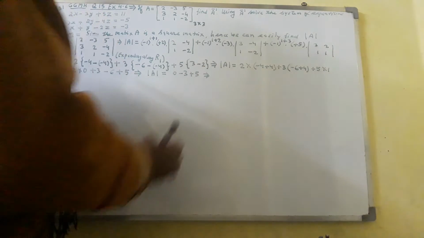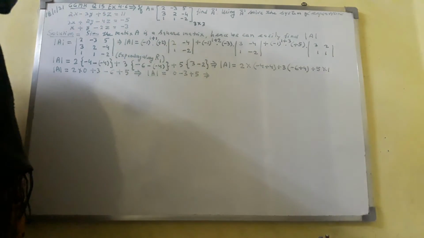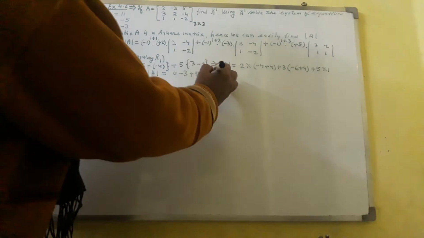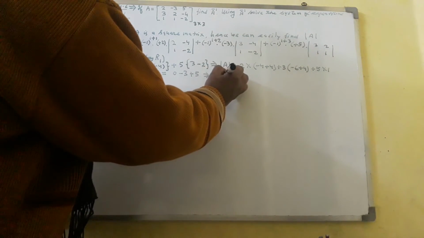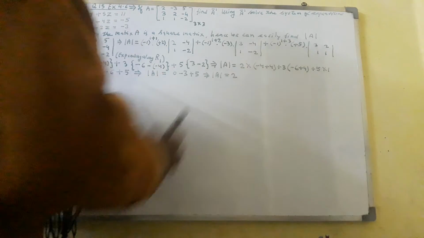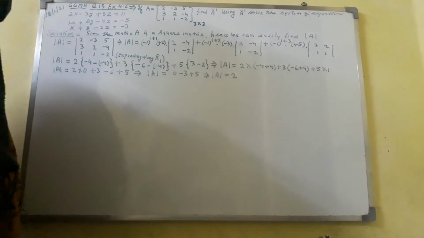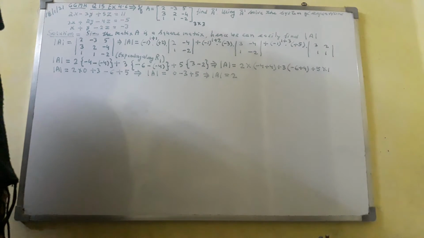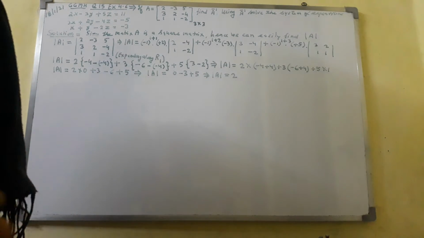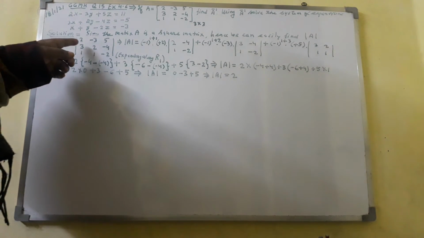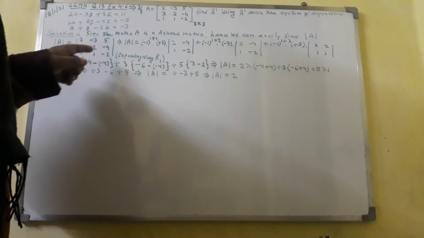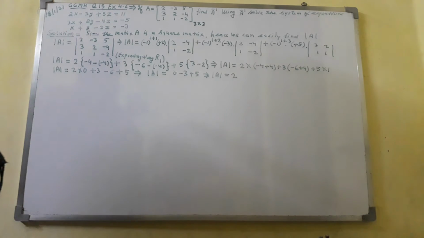Imply that determinant of matrix A comes out to 2. Just verify this one. Verify this one. You have got this one: 2 minus 3 5, 3 2 minus 4, 1 1 minus 2.